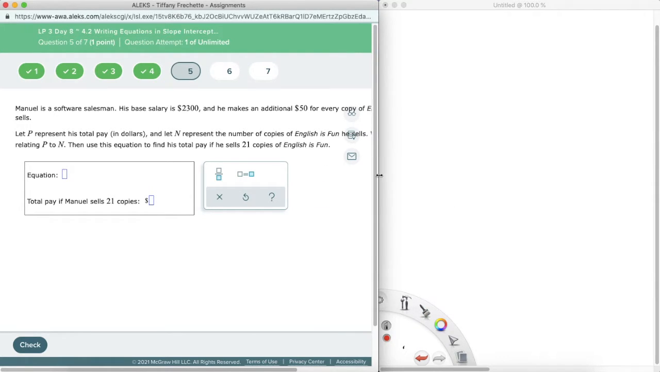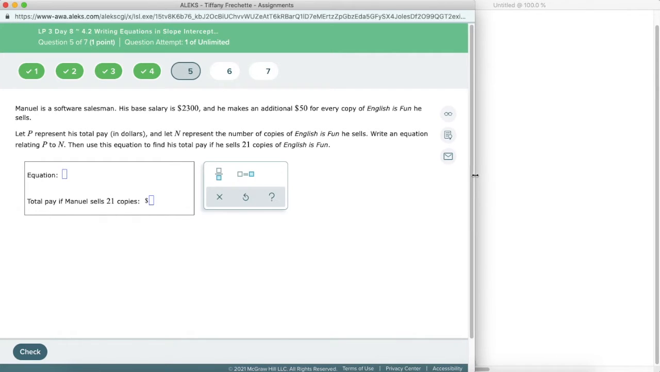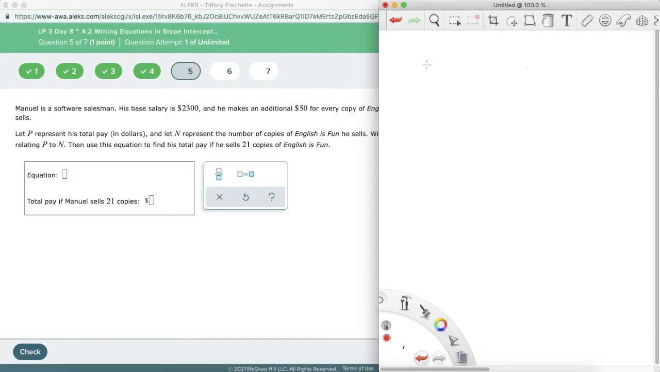Okay, so now we have: Manuel is a software salesman. His base salary is $2,300, and he makes an additional $50 for every copy of English is Fun he sells. Okay, so we have a salesperson, and he's selling books, it sounds like. Whenever we do a word problem, we want to ask, what are we starting with? So we want to know our starting point. Remember, this is our y-intercept, which in our formula is our b.